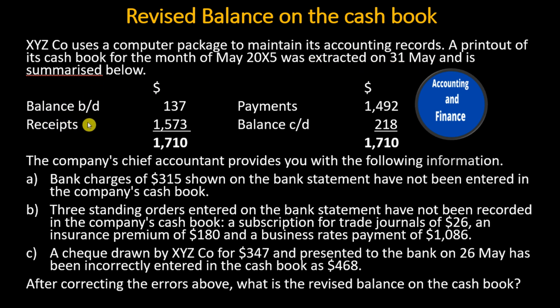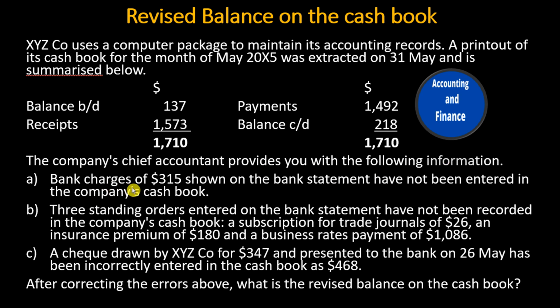below. Balance b/d, $137. Receipts, $1,573. Total, $1,710. Payments, $1,492. Balance c/d, $218. Total, $1,710. The company's chief accountant provides you with the following information.